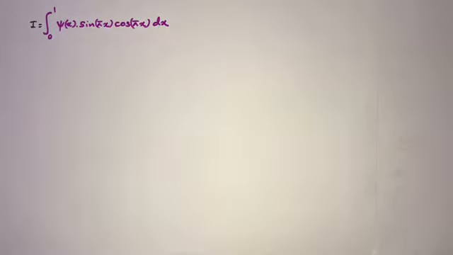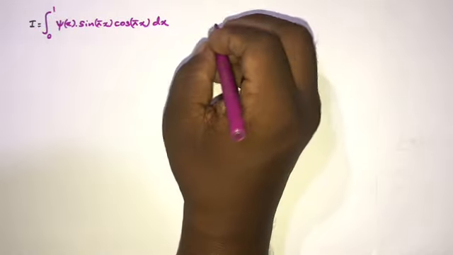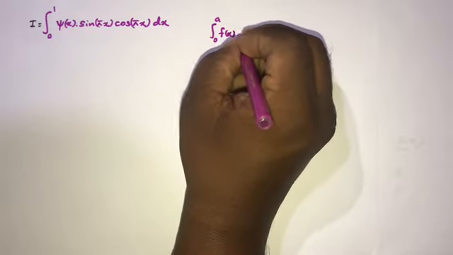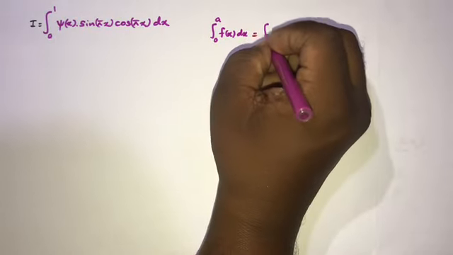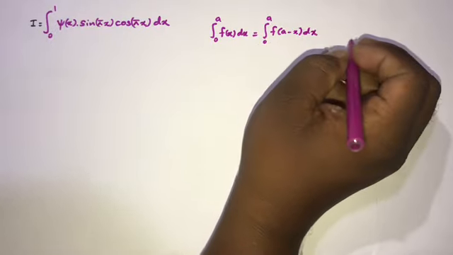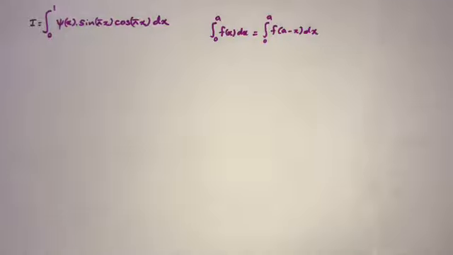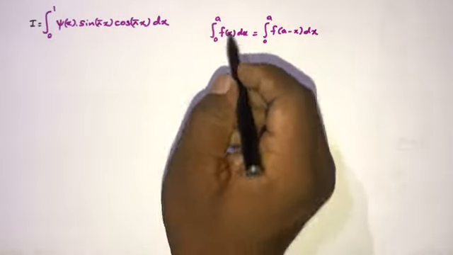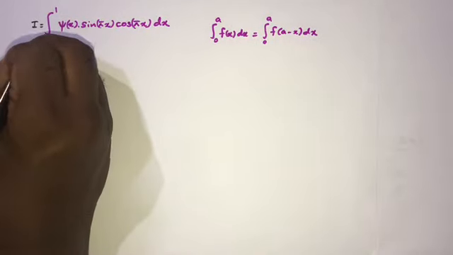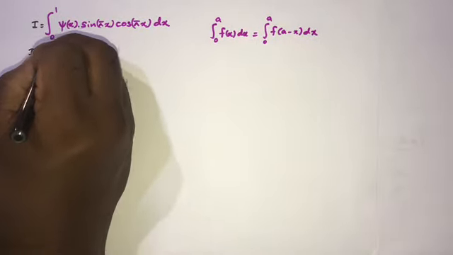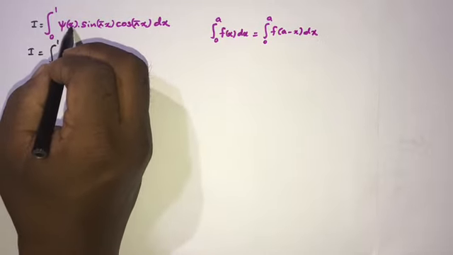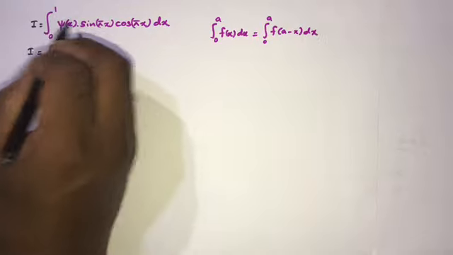Now we know this property of integration: integral from 0 to a of f of x dx is equal to integral from 0 to a of f of a minus x dx. We know this is King's property of integration. So now I am going to apply this formula for this integral. So then we can write I is equal to integral from 0 to 1. Now instead of x we should plug in 1 minus x.